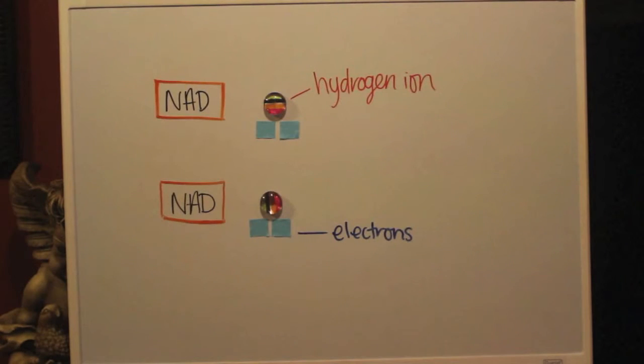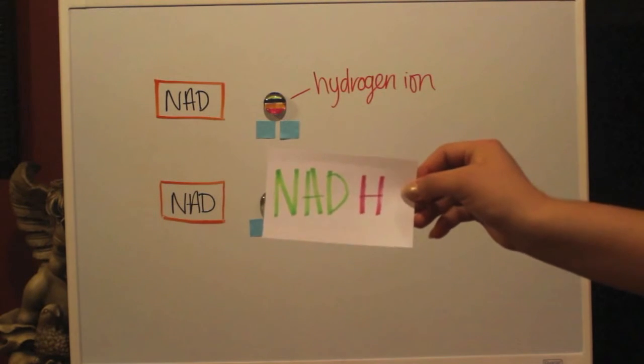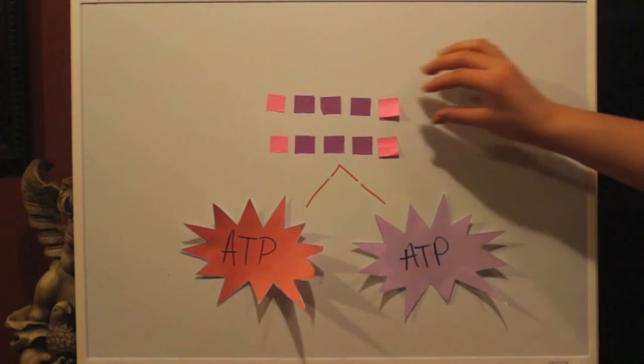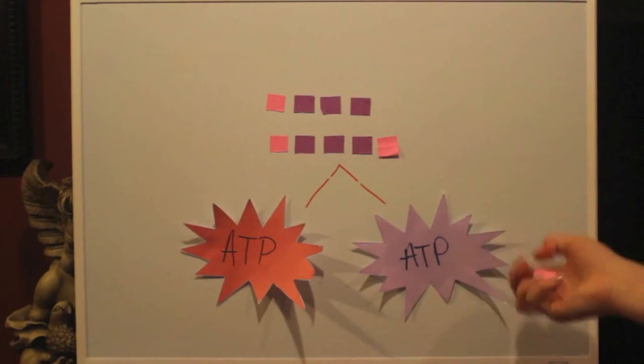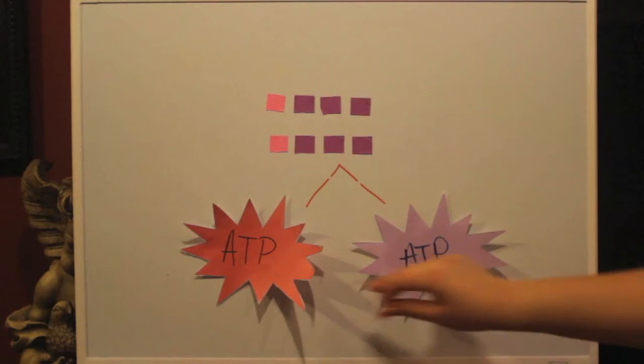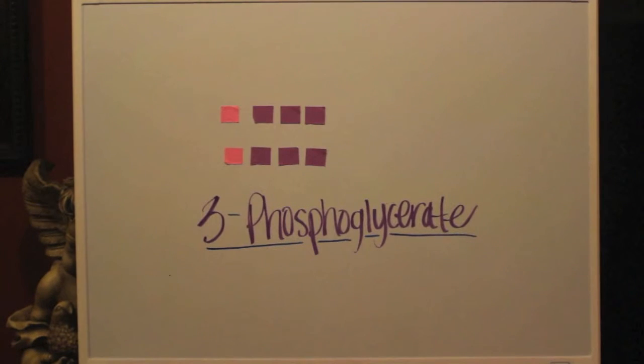2 NAD come from the mitochondria to collect electrons and hydrogen ions. After picking up 2 electrons and 1 hydrogen ion, NAD is now called NADH and leaves the cell cycle. 1 phosphate group is lost from each molecule and 2 ATPs are produced. 2 molecules made up of 3 carbons and 1 phosphate group are called 3-phosphoglycerate.